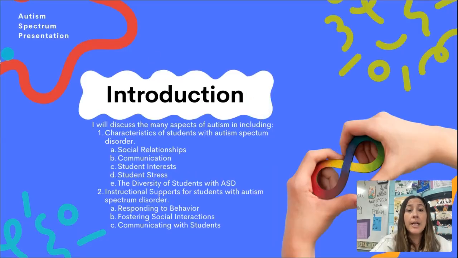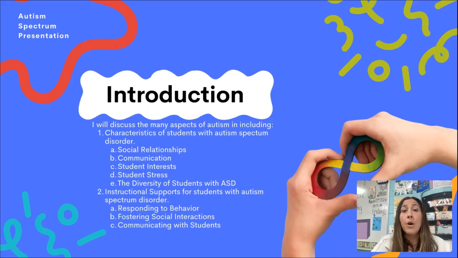So, we're going to be talking about the characteristics of students with autism, including their social relationships, how they communicate, what we can provide to them in the classroom, and the diversity of ASD. Not all ASD students are the same, just like all your students in gen ed are not the same. Neither are these students, and there are many different variations of this disorder. Not all of them look the same. There is severe autism as well as students that are not as severe as others.